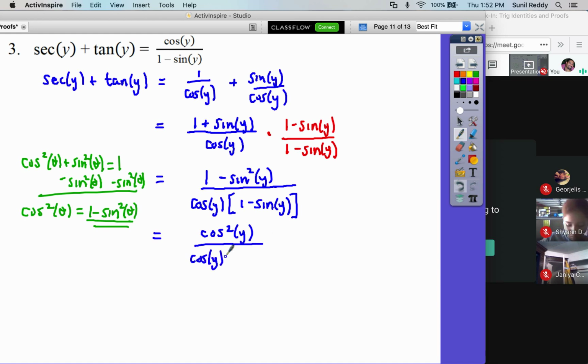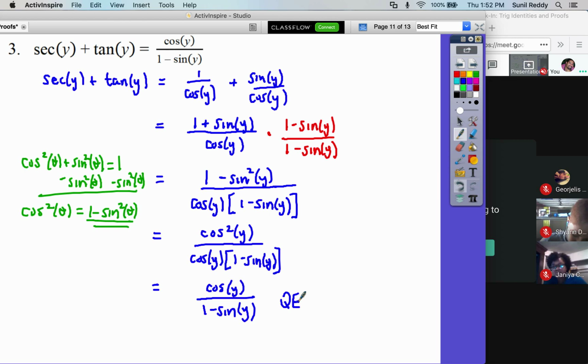Denominator, I'm leaving the way it was. And now that was helpful because I have cosine squared on top and a cosine on the bottom, which means I can cancel 1 from top and 1 on the bottom, leaving me with one cosine on the top, and the cosine on the bottom disappears, leaving me with 1 minus sine of y. And notice that is exactly what I was trying to prove, so my proof is done. QED.